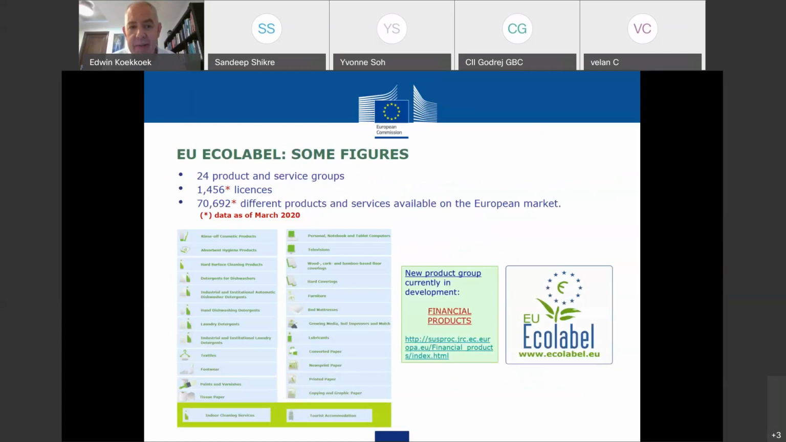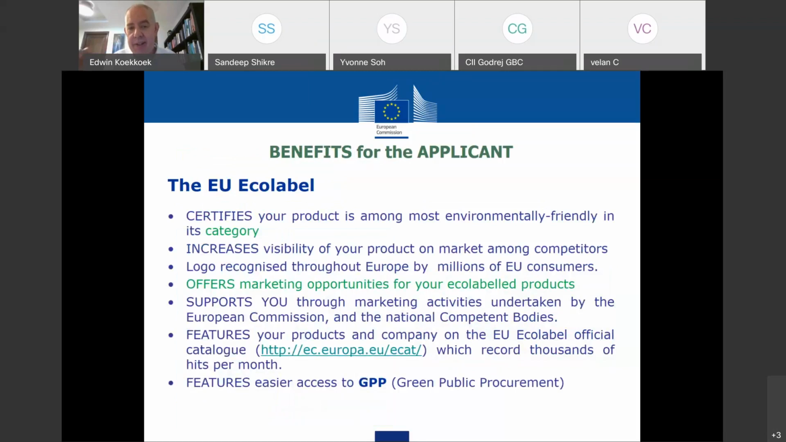Some figures about the Eco Label. So it deals with 24 product and service groups. And in total, there are like more than 70,000 different products and services available on the European market. And currently, we're also working on having an Eco Label for financial products.